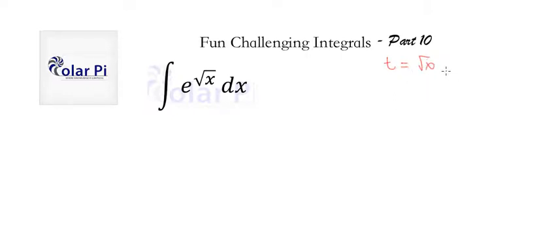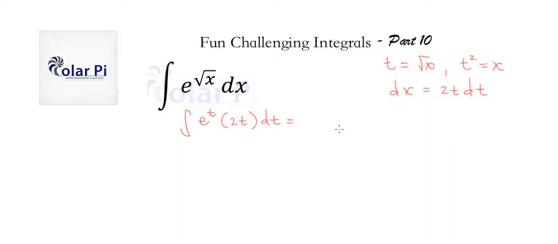Then it's clear that t squared is equal to x. And from this, we gather that dx will have to equal 2t dt. So we're ready to start with our regular substitution piece. And that'd be rewriting our integral as e to the t, right? Because root x is t as claimed here. And dx we just worked out is 2t dt.